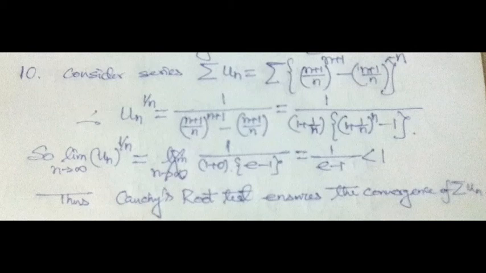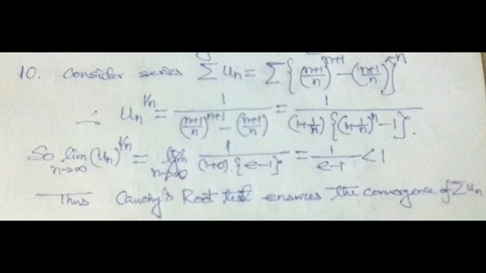In this case we have to use Cauchy's root test because the exponent is minus n. So we will get the nth root of u_n, which is 1 by ((n plus 1) by n)^(n plus 1) minus ((n plus 1) by n), that is 1 by (1 plus 1 by n) times (1 plus 1 by n)^n minus 1. After simplification we will get such a type of fraction.